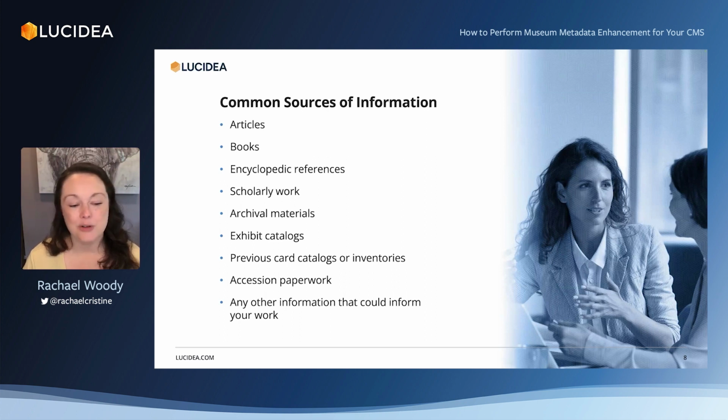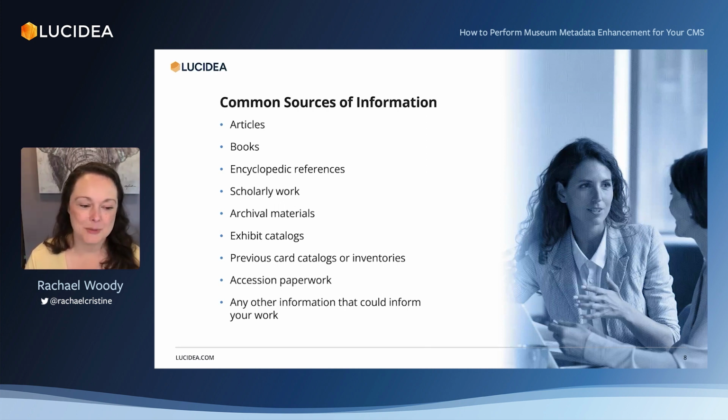And then we've got previous card catalogs or inventories. We, of course, didn't start out with our collections management system from day one. And so many past analog systems were in place for our museums. And while some of that, and in some cases all of that information, made it into the new digital CMS, that is not always the case. And so it's worth checking out the past paperwork in terms of the past catalog, the past inventories before your CMS, to see if there was any additional information that may not have made it into the electronic version of your collections management system.